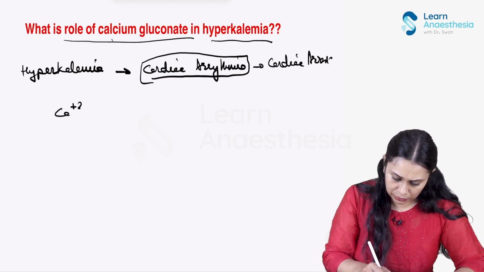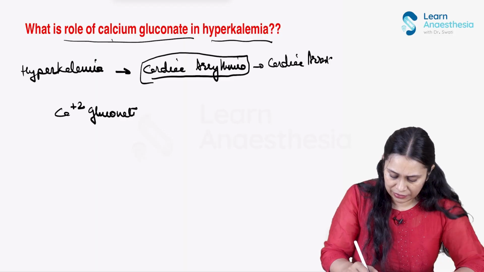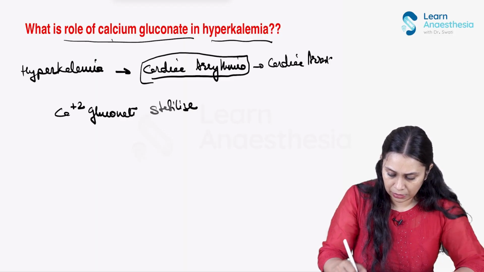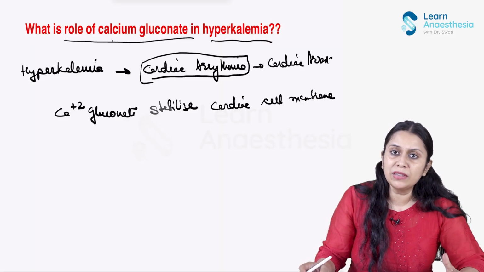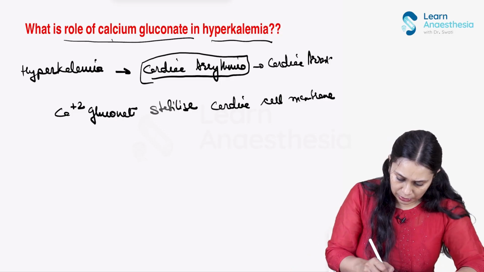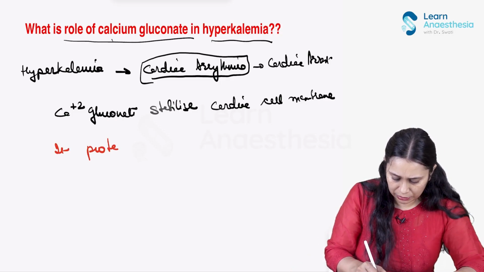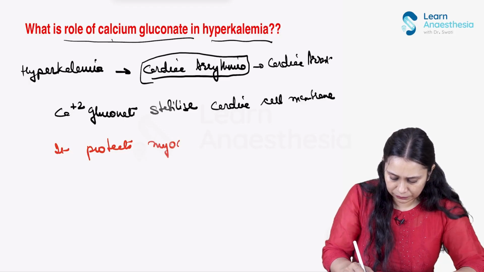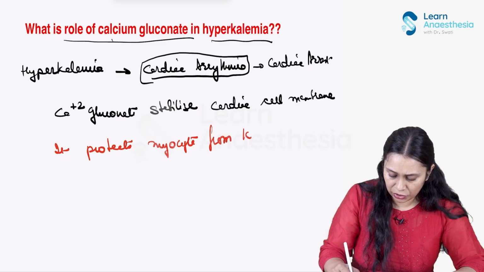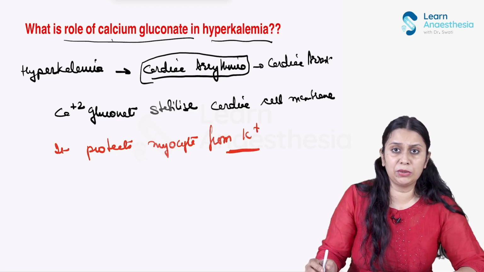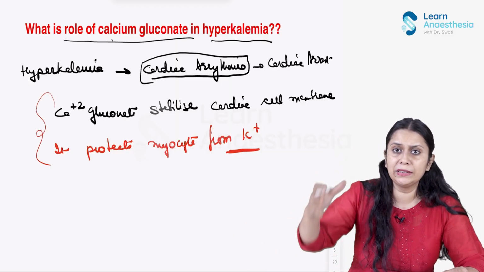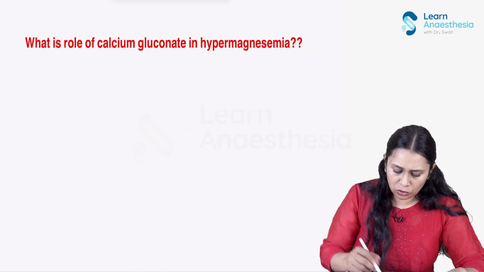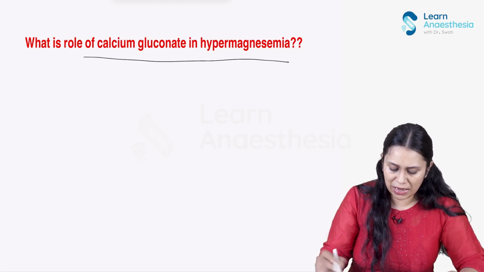So calcium gluconate stabilizes the cardiac cell membrane, right? So basically it is protecting the myocyte from the toxic effect of potassium. But it does not decrease potassium. So meanwhile the calcium gluconate is protecting, we need to give drugs which decrease the serum potassium level. Got it? Okay, so what is the role of calcium gluconate in hypermagnesemia?